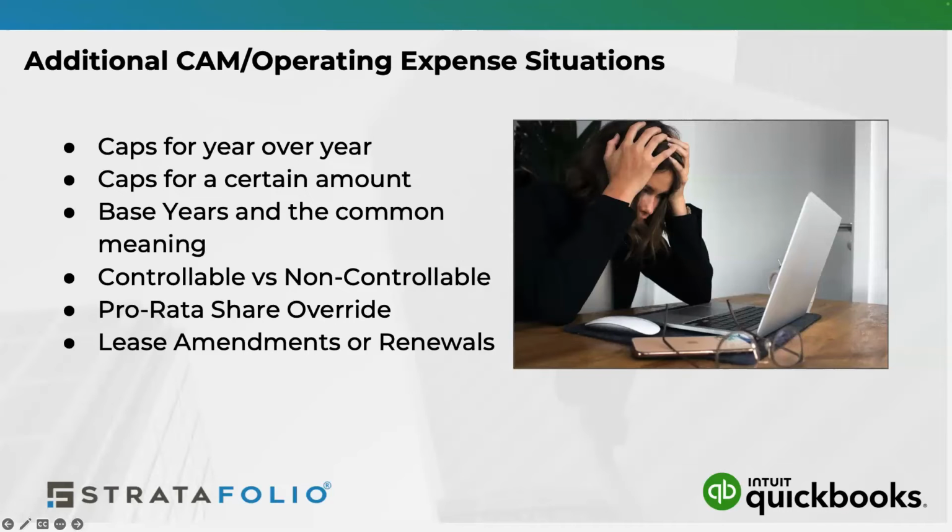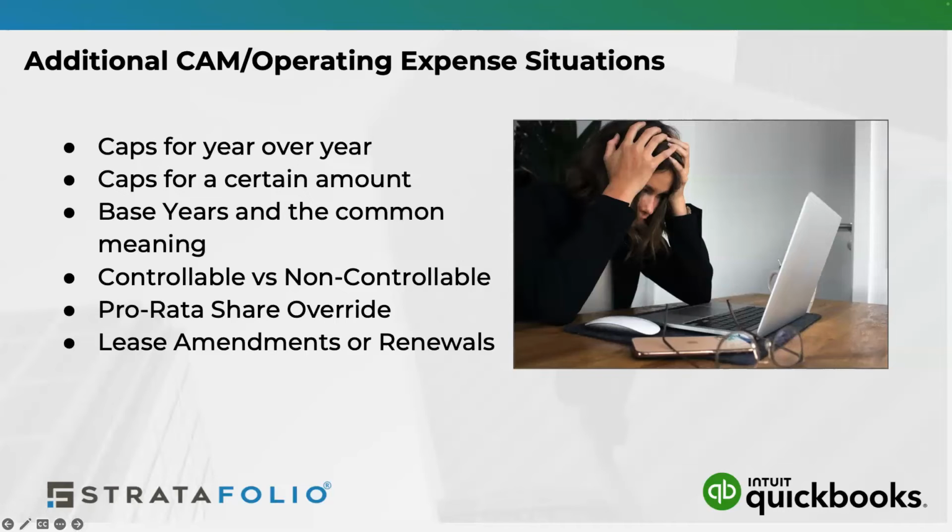There also can be base years from time to time written in leases. A base year is kind of the opposite of a cap. It's when the CAM is included in base rent on the first year of the lease. Then the tenant pays CAM for anything above that amount in the following years. Stratafolio has not yet built a way to show this automatically, but if this applies to you, Jennifer and I may have a way to help you do it easily. So please reach out.